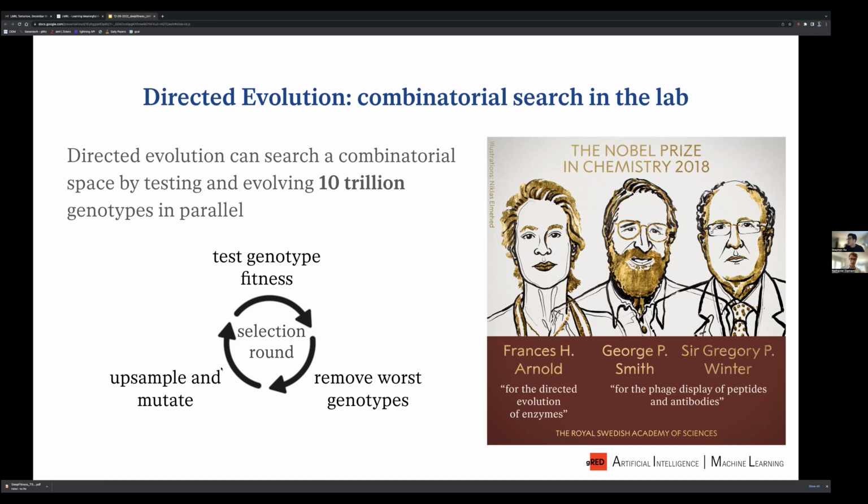Now, compared to a computer, directed evolution can test 10 trillion genotypes at once, so it's much faster. But also compared to a computer, it's not doing simulation. It's directly testing the genotypes against your goal. So it's also faster and more accurate than a computer. And as for significance, in 2018, the Nobel Prize in chemistry went to people who developed technology for directed evolution.